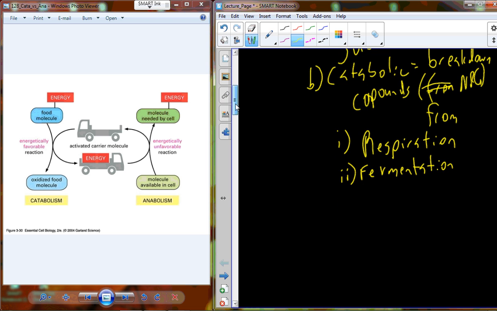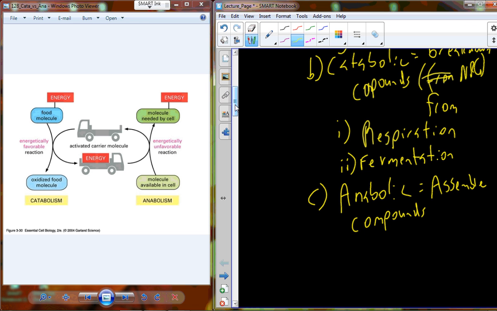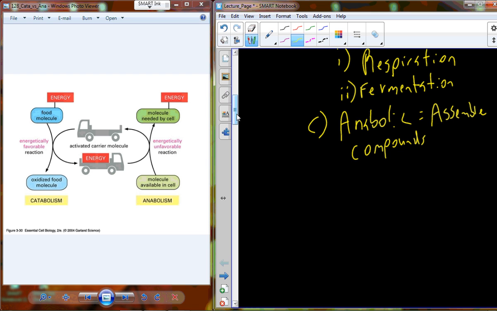So the other side of the equation here, catabolic processes pull the energy from foodstuffs. Anabolic processes are going to use that energy to build things up. That's why we take anabolic steroids, because we want to build muscle. We want to build up our muscle mass. So anabolism or anabolic is to assemble compounds. Catabolic is going to form usable energy. Anabolic is going to use the energy.